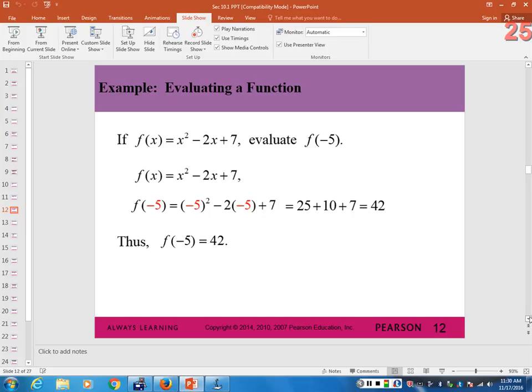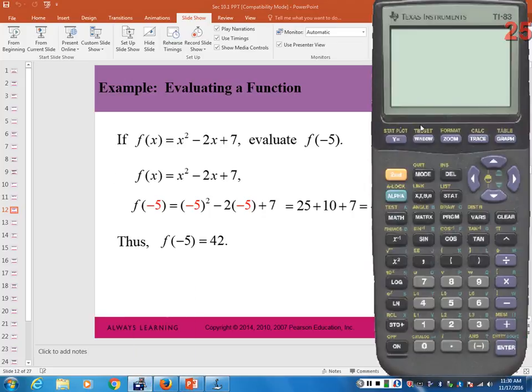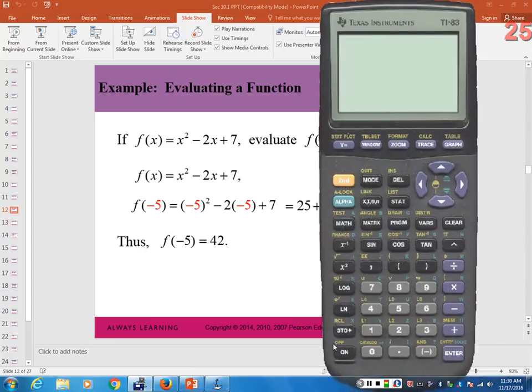Now I'm going to caution you about something, because this is a mistake I see all the time, and I don't want to see you make this mistake. When you try to evaluate that function on your calculator, here's my equation. I've seen people do this time and again. Negative 5 squared minus 2 times negative 5 plus 7. And that's not the same answer. And it's not because that's not a function, because that is a function. What's wrong with the way I entered that in the calculator?